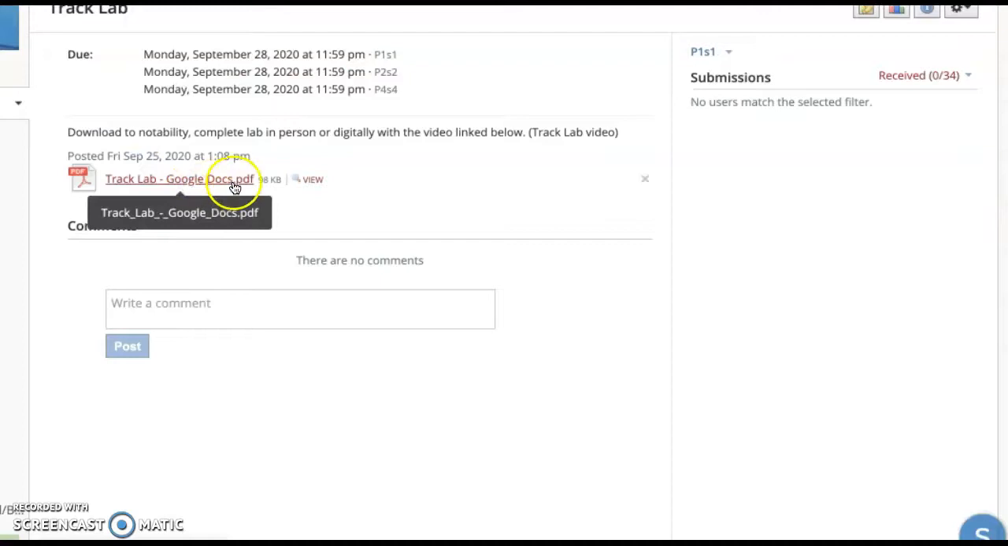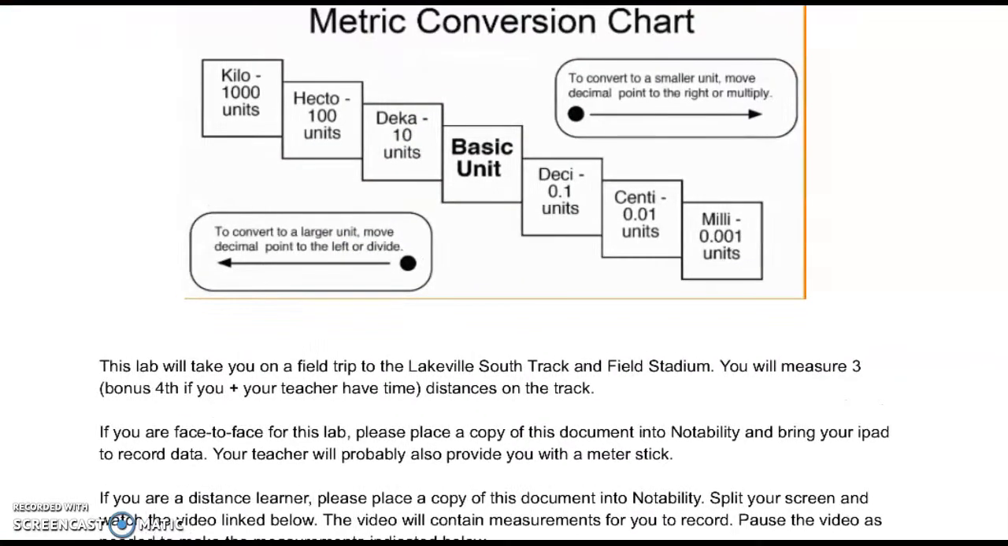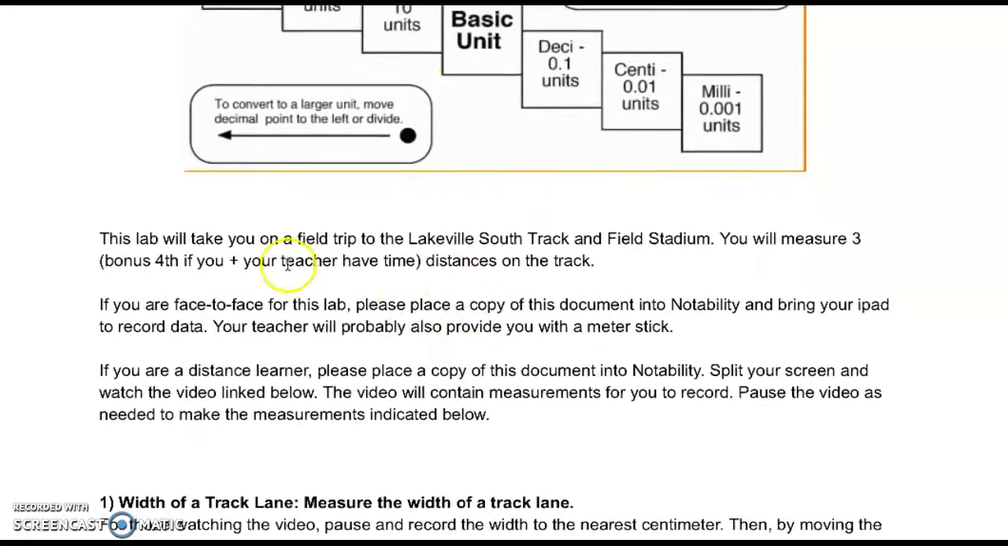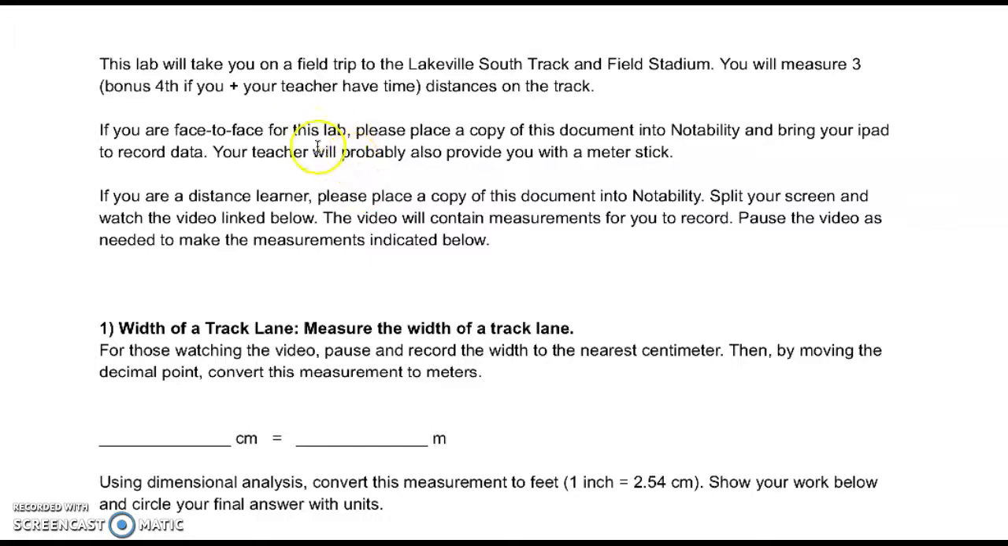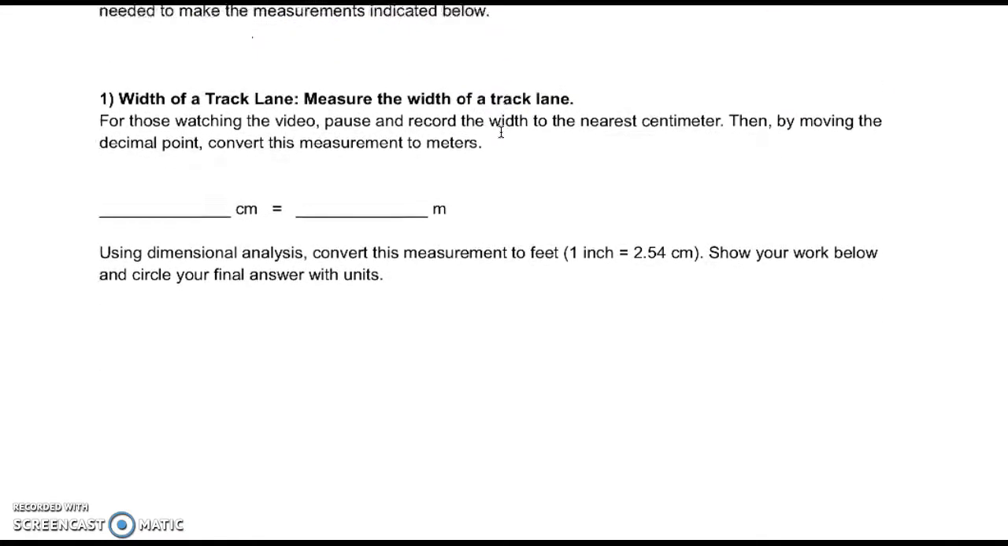First though, with the track lab, we're just going to open it up. It's a PDF. We got a metric conversion chart at the top here. If you're in school, we're going to do it by going out to the track. So face to face, we're going to put it in Notability. We're going to go out to the track with a meter stick. Distance learner, you're going to have to use split screen and use the video that's in the lab.